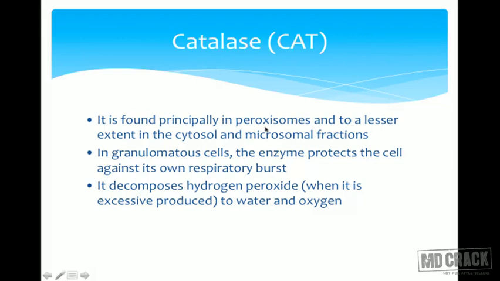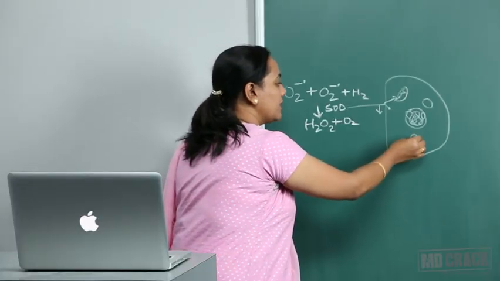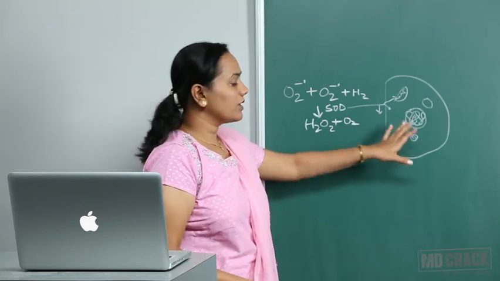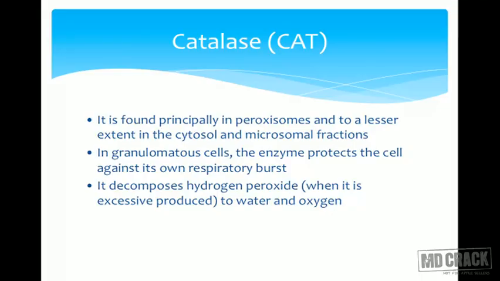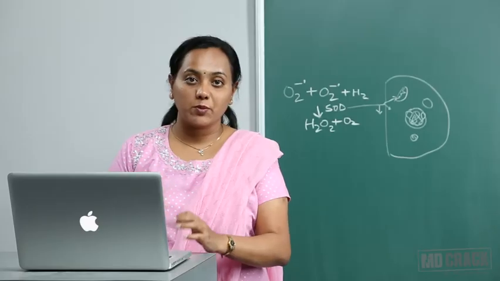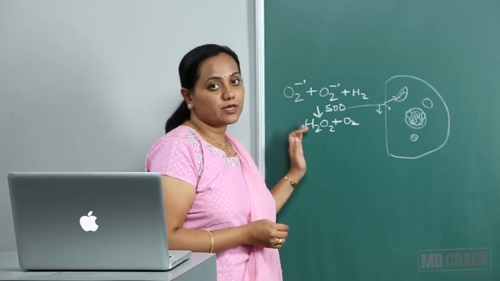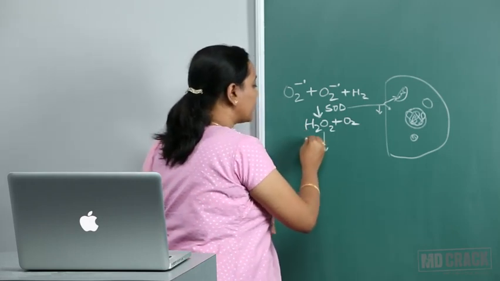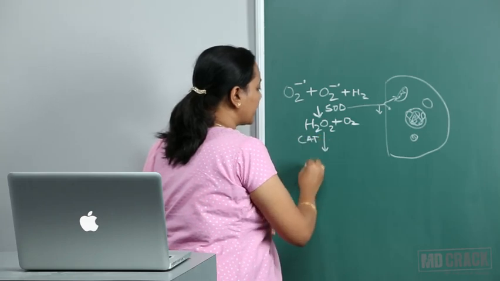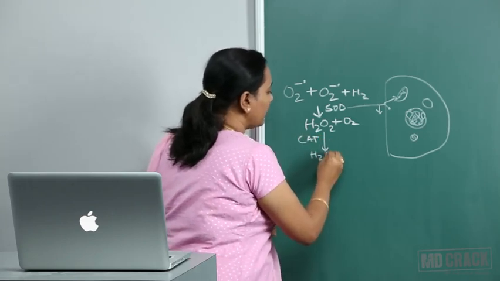Now catalase is found principally in peroxisome and to a lesser extent in the cytosol and the microsomal fractions. So the main function of catalase is in the peroxisomes. A few are present in the endoplasmic reticulum or in the cytoplasm. Now what is its main function? In granulomatous cells like macrophages, the enzyme protects the cell against its own respiratory burst. Remember, during the respiratory burst, hydrogen peroxide was formed. So we need a mechanism to protect these cells. This hydrogen peroxide is acted upon by catalase and it gets converted to water and oxygen.